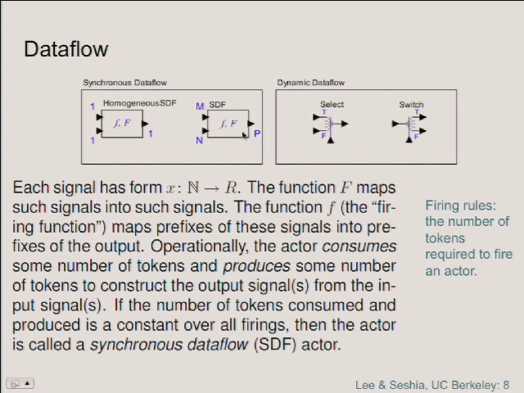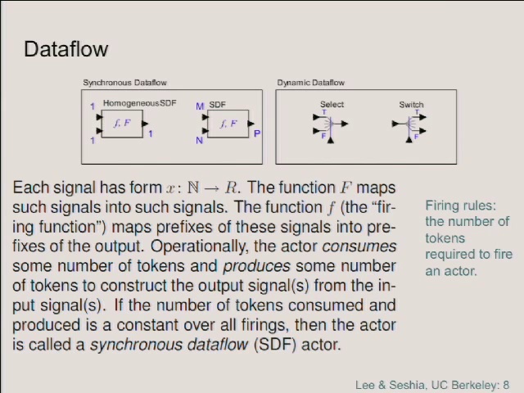Dynamic data flow extends this further by allowing blocks that do data-dependent consumption and production of tokens. So two very simple versions of such blocks are a select, which will be given a Boolean input on this input port and will then require a token on one of these two other input ports in order to then just send that token to its output. And the switch does the complement. It takes a token at this input port and a Boolean valued control token here, and it'll route this token to one of the two outputs depending on the value of the Boolean.